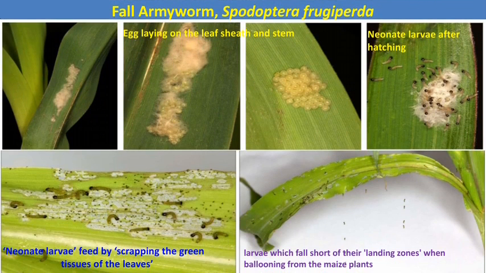Then, how does this pest actually damage in field conditions? After the male and female mating, the female lays her eggs on the surface of the leaves in egg masses, or on the leaf sheath or stem. After hatching from the eggs, the neonate larva emerges, and at the initial stage it scrapes the green tissue of the leaves, and the affected leaves show silvery or white blotches on the surface. Instead of feeding, this neonate larva shows a ballooning effect. The larvae which fall short of their landing zones when ballooning from the maize plants.